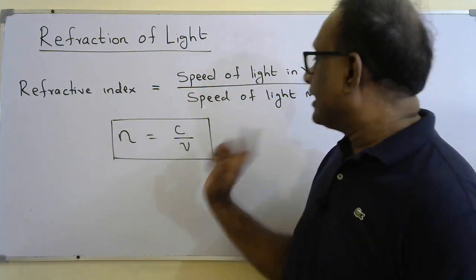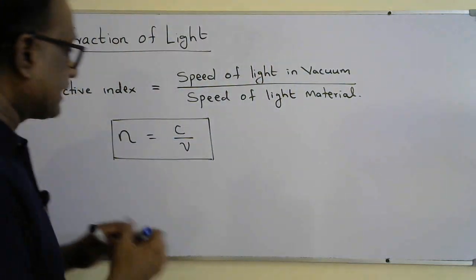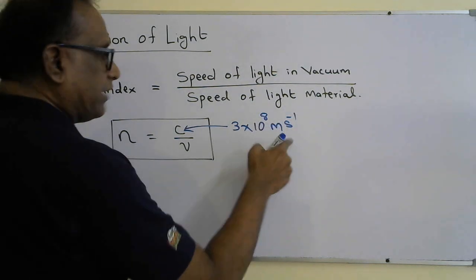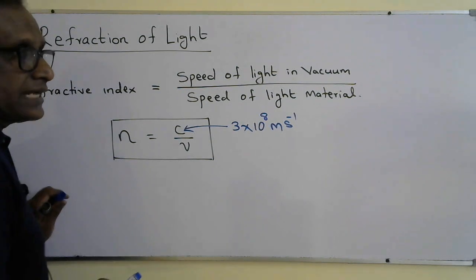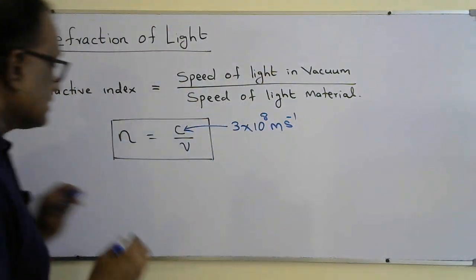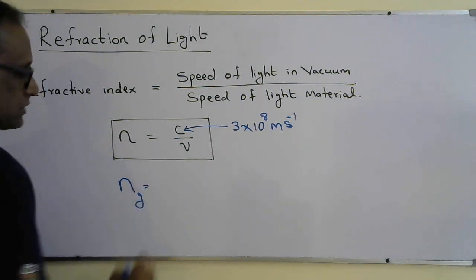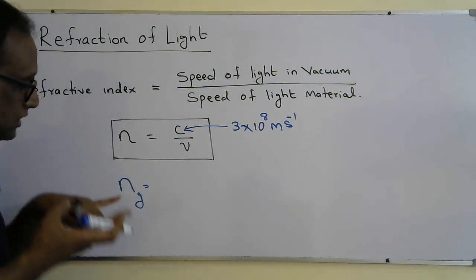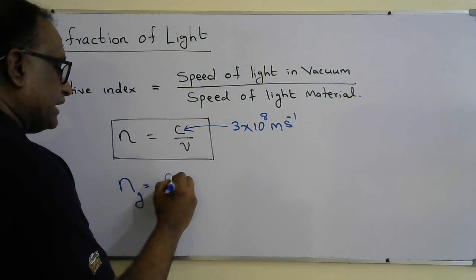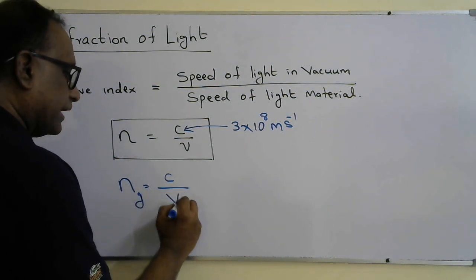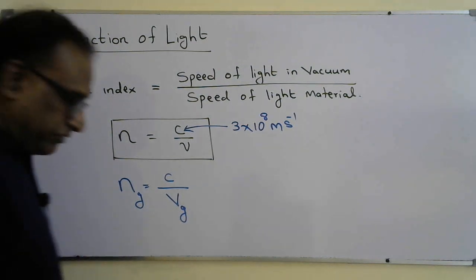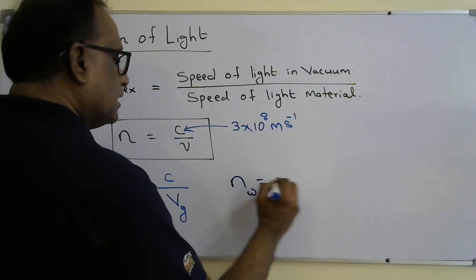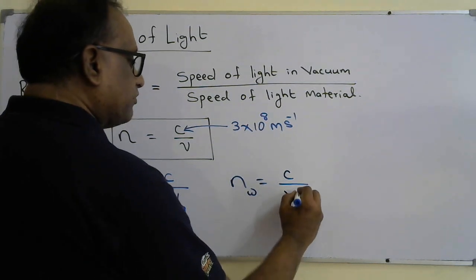Speed of light in vacuum is 3 into 10 to the power 8 meter per second, divided by speed of light in the medium. For example, if you are finding the refractive index of glass, I can denote it Ng. Books use Ng, meaning absolute refractive index of glass, but we say refractive index of glass is equal to speed of light in vacuum divided by speed of light in glass. In the same way, refractive index of water, Nw, is speed of light in vacuum divided by speed of light in water.